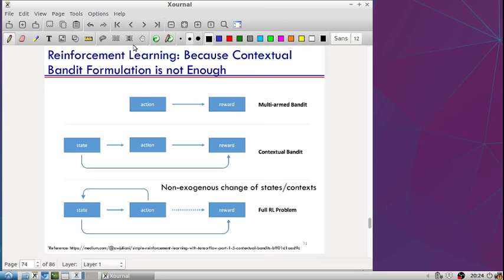So what is changing from this picture to this picture is that if I take an action now, this dotted line represents that I may get a reward a long time afterwards.